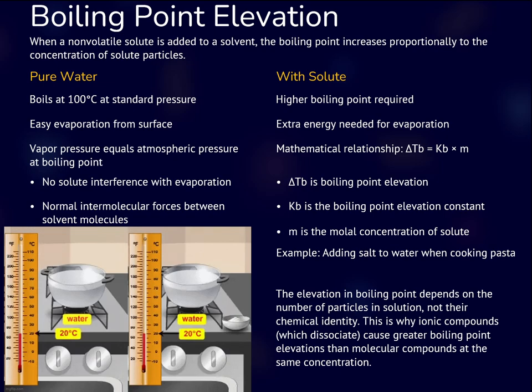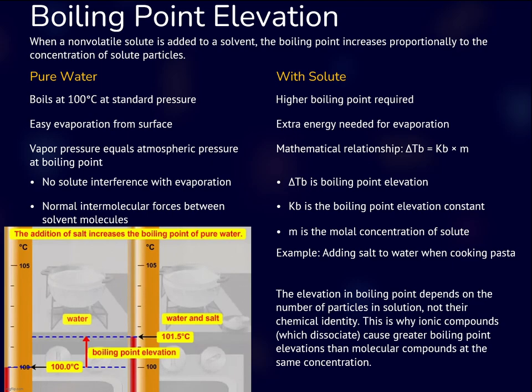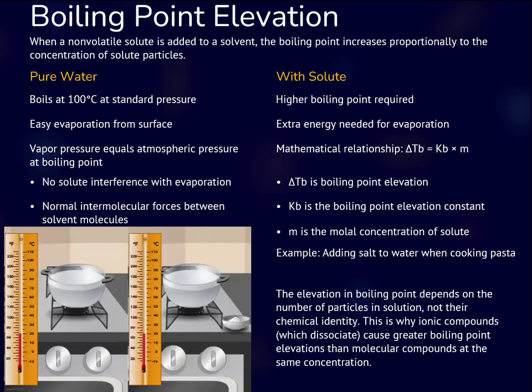So let's talk about boiling point elevation. When we add solute particles to a liquid, it's harder for the liquid to boil. Why? Because the solute particles interfere with evaporation, requiring more heat energy for the solvent to escape into the gas phase. This means that the boiling point increases, a phenomenon that we refer to as boiling point elevation.